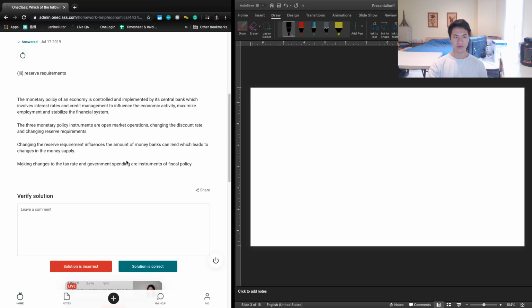Let's take a look at the previous tutor's answers. They say number 3, reserve requirement, which is good. And they said, the monetary policy of the economy is controlled and implemented by its central bank, which involves interest rates and credit management to influence the economic activity, maximize employment, and stabilize the financial system. The 3 monetary policy instruments are open market operations, changing the discount rate, and changing reserve requirements. Changing the reserve requirement influences the amount of money that banks can lend, which leads to changes in the money supply. Making changes to a tax rate and government spending are instruments of fiscal policy. Yeah, I think that covers all the bases, why the other answers are incorrect, and what specifically reserve requirement does.